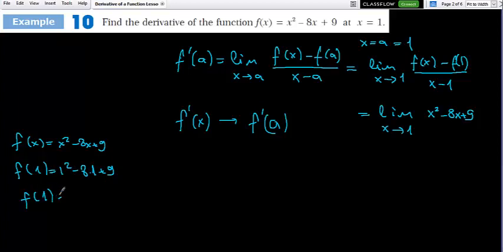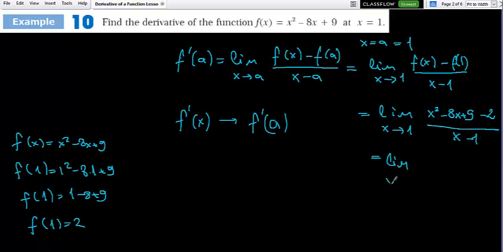f(1) is equal to 1 minus 8 plus 9, which is equal to 2. So the expression will become like this: f(x) minus f(1), that is f(x) minus 2, over x minus 1, which is equal to the limit as x tends to 1 of x squared minus 8x minus 7 plus 7, over x minus 1.